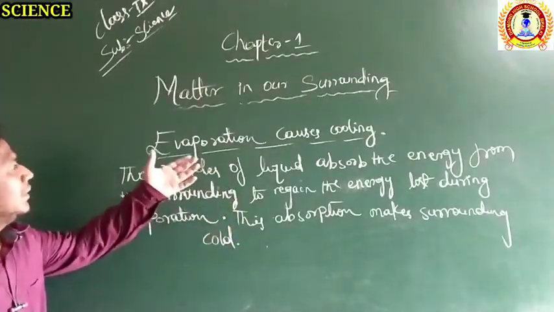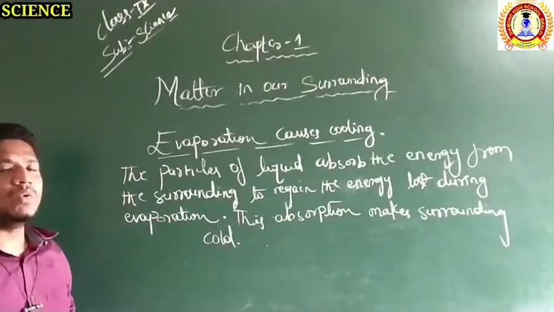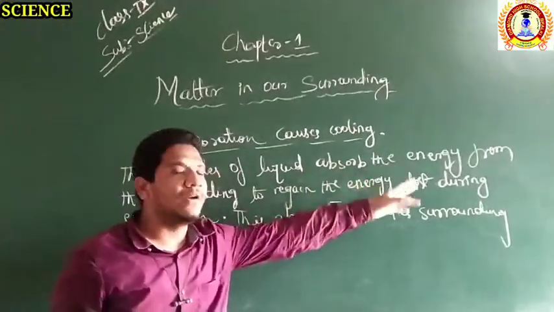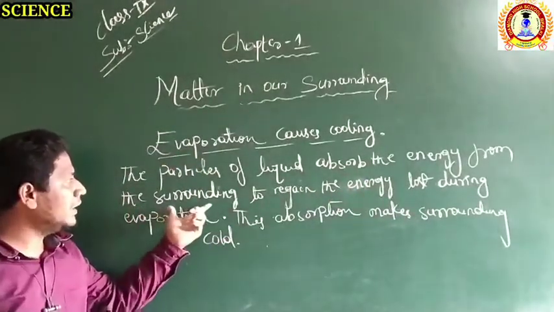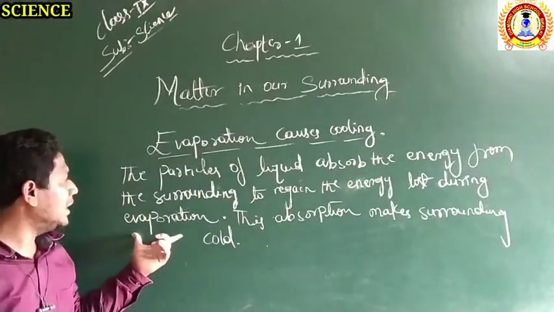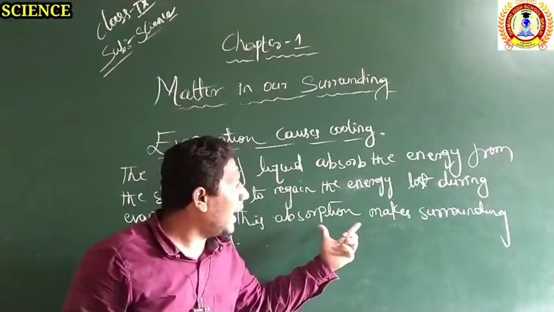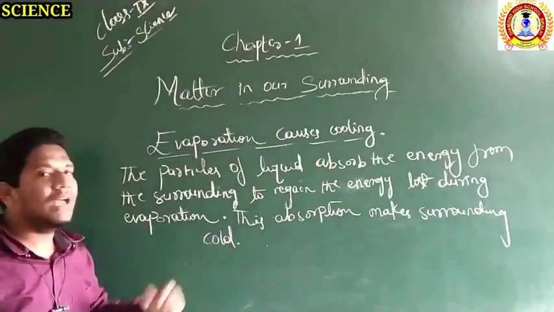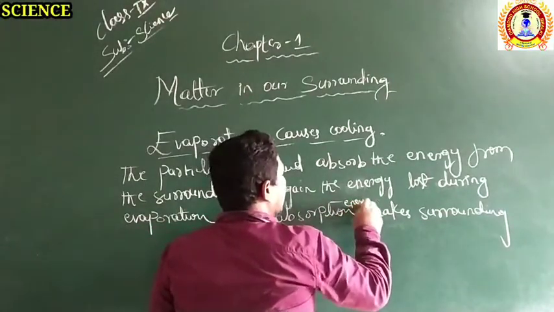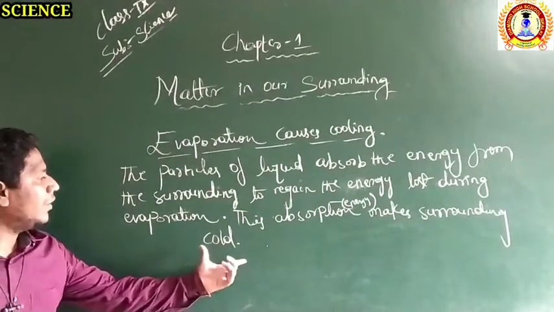Now, evaporation causes cooling, right? How does evaporation cause cooling? The particles of the liquid absorb energy from the surroundings to regain the energy lost during evaporation. So this absorption of energy makes our surroundings cool.